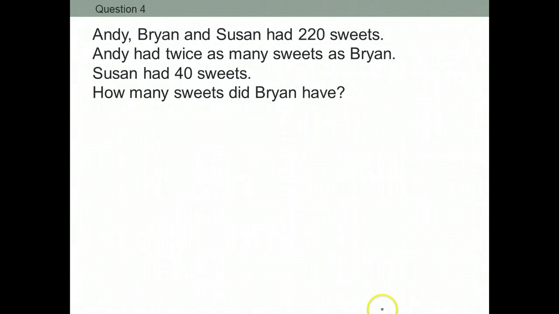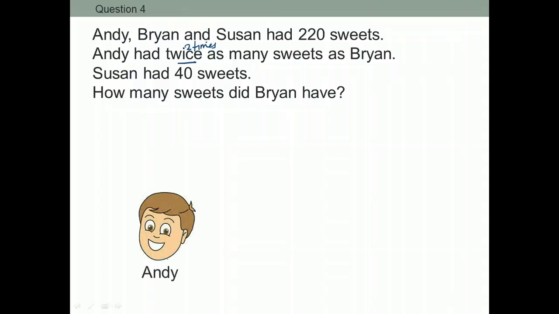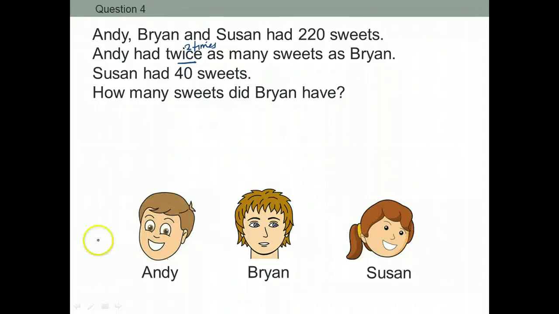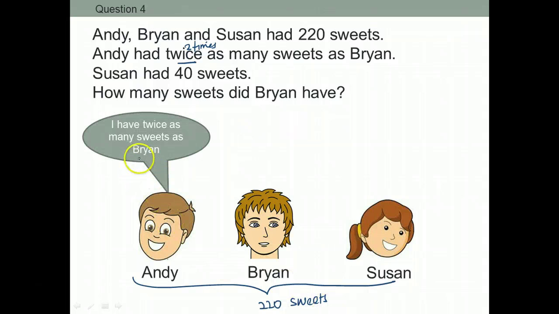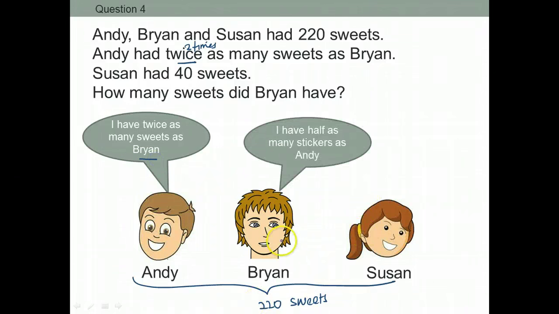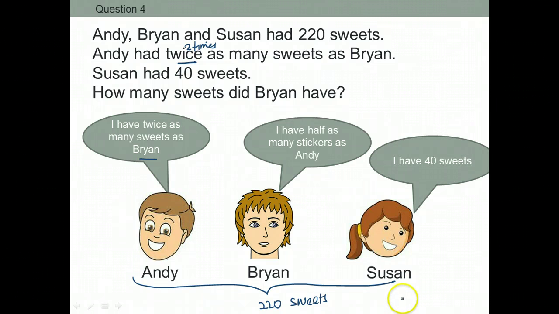Let's look at question 4. Andy, Bryan, and Susan had 220 sweets. Andy had twice, which is 2 times as many sweets as Bryan. Susan had 40 sweets. How many sweets did Bryan have? So I know I have 3 persons, Andy, Bryan, and Susan. Altogether, they have 220 sweets. Andy has twice as many as Bryan, so Bryan would have half as many as Andy. And we know that Susan has 40 sweets. So we want to find how many sweets Bryan has.